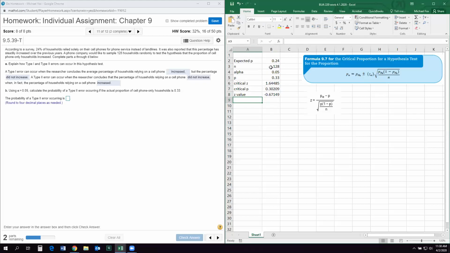All right, once we've found that, we can find our beta, which is our type 2 error. And our beta is just the NORM.S.DIST for this z-score, comma, TRUE. It wants us to round it to 4 decimals.